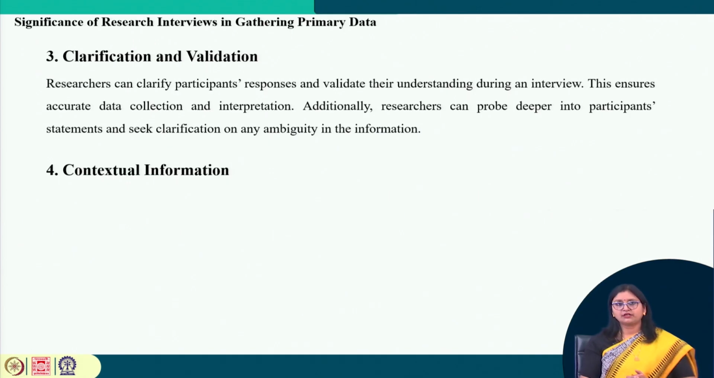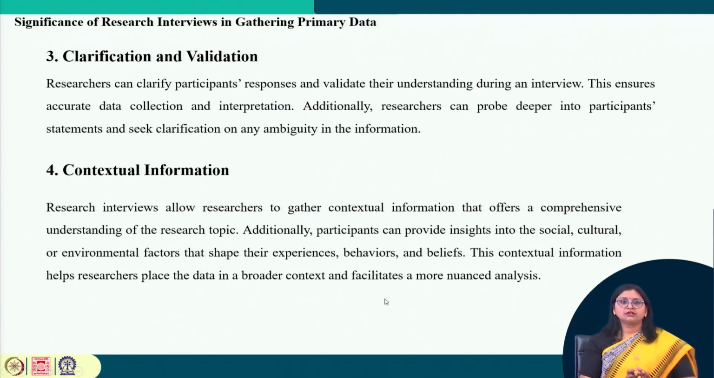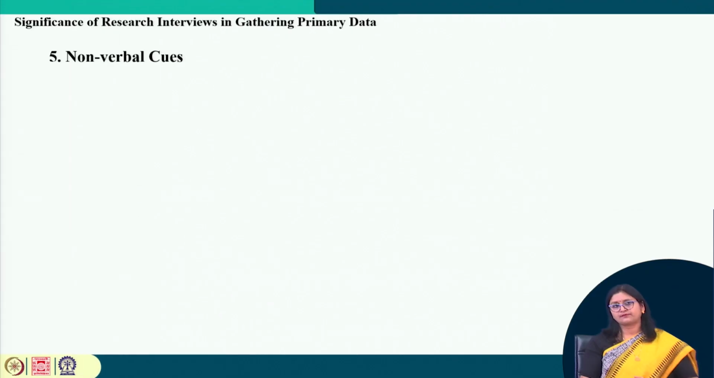The fourth one is contextual information. With the help of research interviews, researchers can gather contextual information that offers a comprehensive understanding of the research topic. Additionally, participants can provide insight into the social, cultural or environmental factors that shape their experiences, behaviors and beliefs. This contextual information helps researchers place the data in a broader context and facilitates a more nuanced analysis.